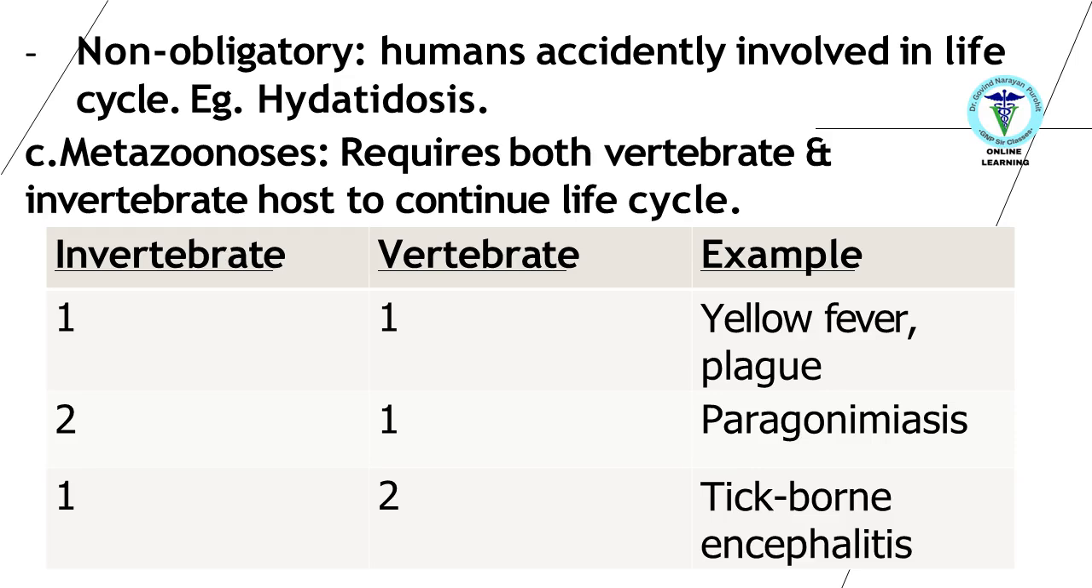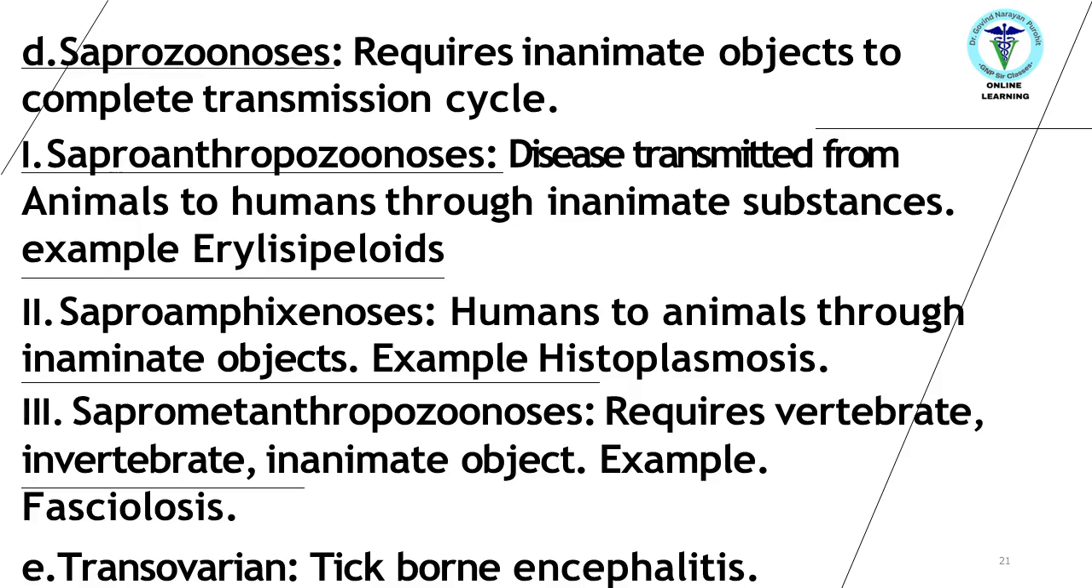The examples of the diseases are shown. D. Saprozoonosis: requires inanimate objects to complete the transmission cycle. This can be of different types. 1. Saproanthropozoonosis: disease transmitted from animals to humans through inanimate substances. Example: Erelicepaloids. 2. Saproamphixenosis: humans to animals through inanimate objects. Example: histoplasmosis. 3. Saprometanthropozoonosis: requires vertebrate, invertebrate, and inanimate object. Example: fasciolosis. Also transovarian, for example tick-borne encephalitis.